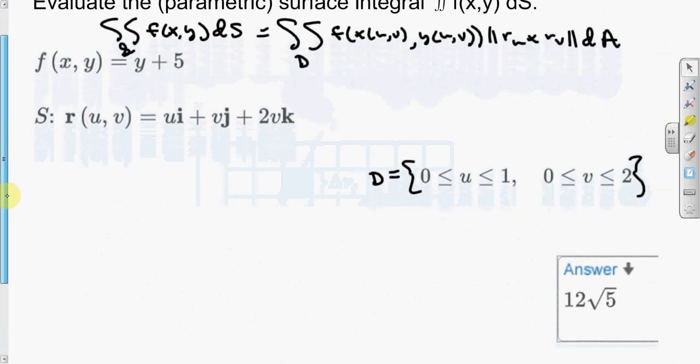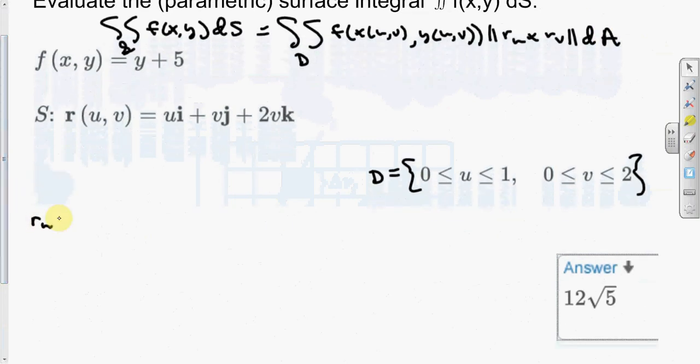So let's go ahead and find that cross product first. So this is r sub u cross with r sub v. The first row is i, j, k. The second row is just the partials of r with respect to u. So this is 1, 0, 0. Right? There's only one u there, that's that i. So the partial of r with respect to u there would be just 1 times i, and the other components are 0. This last row is the partials with respect to v.